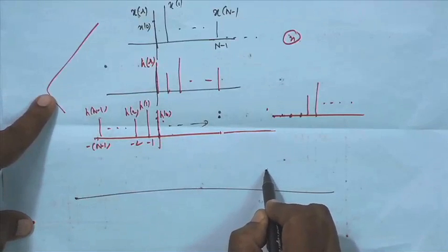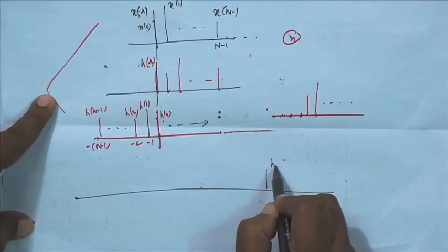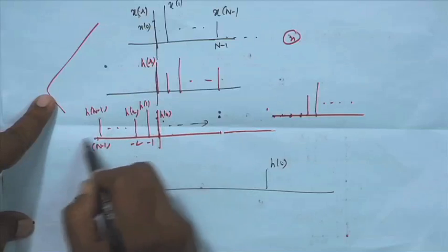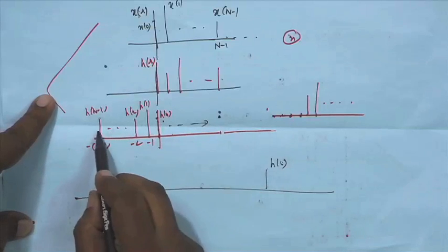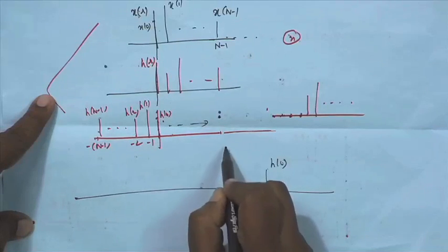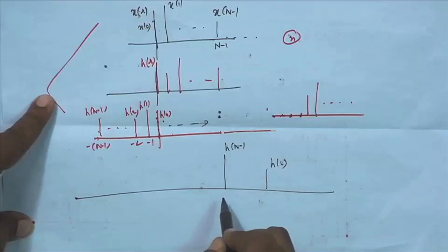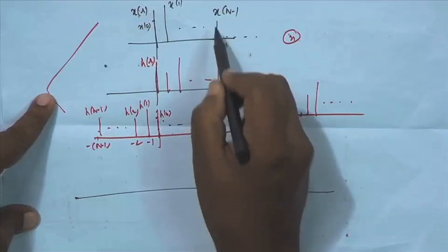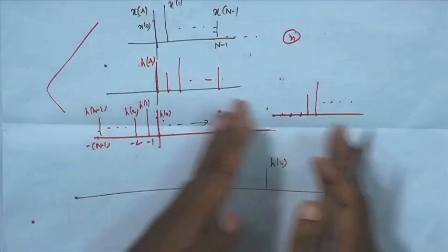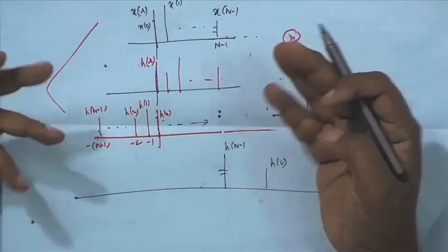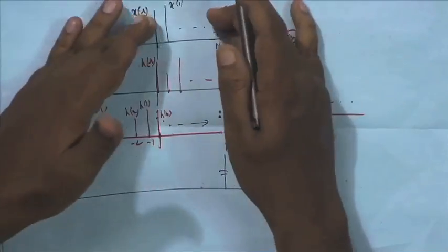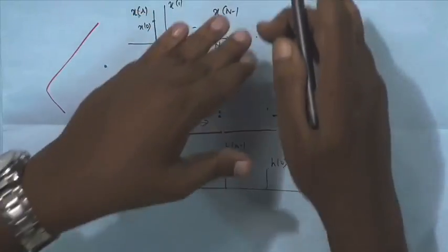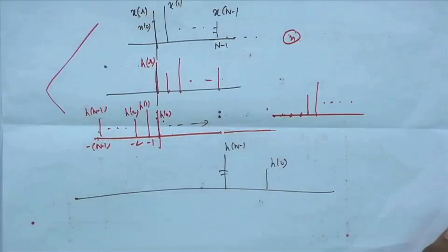Finally, a stage will come when H 0, there is a leader in this train, he has come here, so that the last guy H n minus 1 is here, okay, and so these two multiply. After that, if I shift it further, again there is no overlap, okay, samples from here multiply 0 from here, samples from here multiply 0 from there, and you continue to get 0.